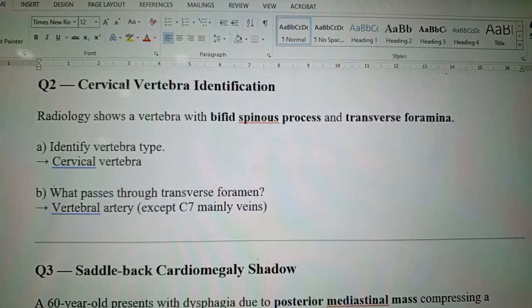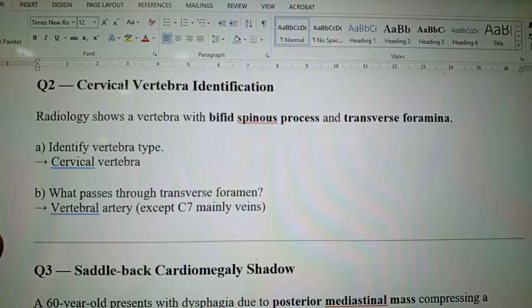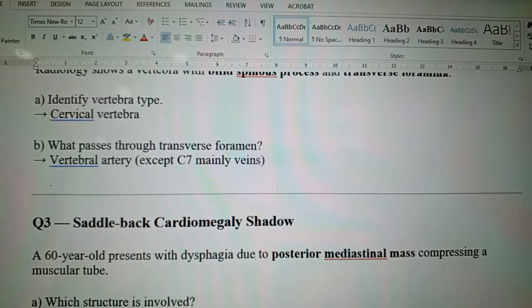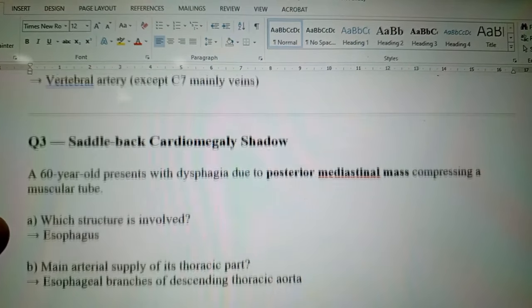Question number 2 is on the identification of cervical vertebrae. That is, radiology shows a vertebra with bifid spinous process and transverse foramina. Identify the type of the vertebra. It is a cervical vertebra. Which structure passes through the transverse foramen? Mainly the vertebral artery, except C7, mainly the vein.